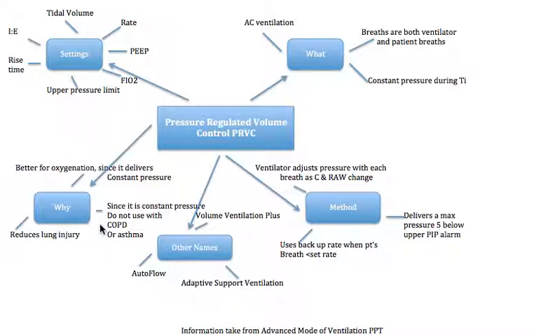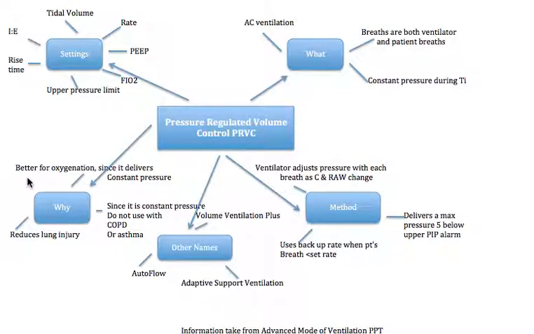Over here, since it is a constant pressure, you do not want to use it with your COPD or your asthma patients, and that's just because they already have a high pressure in their airways by themselves, so you don't need to add any more constant pressure to add to that. So those patients you don't want to use PRVC for.